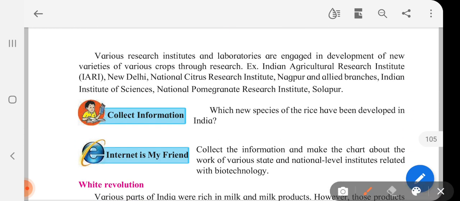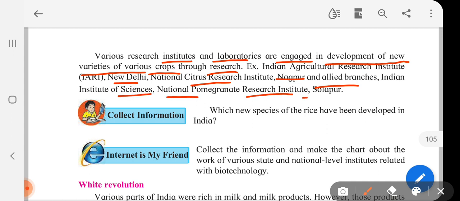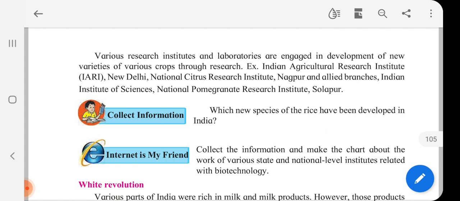Various research institutes and laboratories are engaged in the development of new varieties of various crops through research. Indian Agriculture Research Institute, New Delhi, National Citrus Research Institute, Nagpur and allied branches, Indian Institute of Science, National Pomegranate Research Institute of Solapur are some of the institutes working in the Green Revolution field.